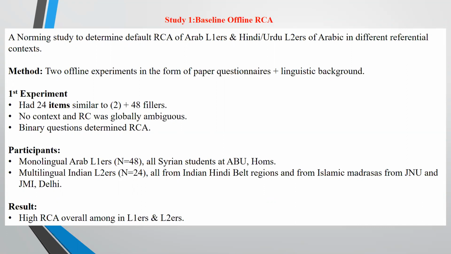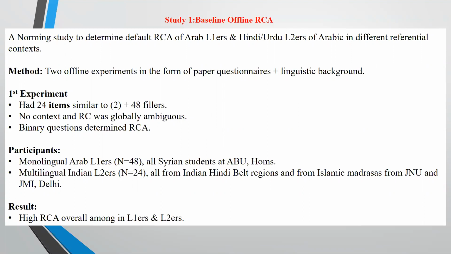So the first experiment had no context. The RC was globally ambiguous. Binary questions determined the RCA, the relative clause attachment. The participants were all monolingual Arab learners, Arabic L2, sorry. All Syrians from ABU, my university, Al-Ba'ath University, Homs.